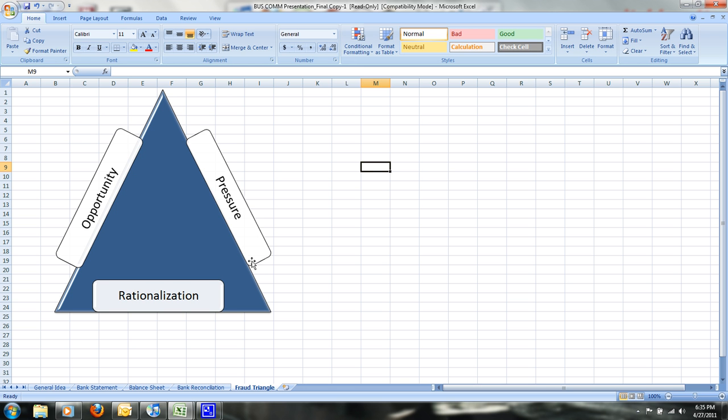So when you look at the reconciliation of the bank, I think opportunity is the big one, and just like I said before, segregating the duties will really help take that away. And that's my presentation on how to reconcile a bank statement, and I hope it helps.